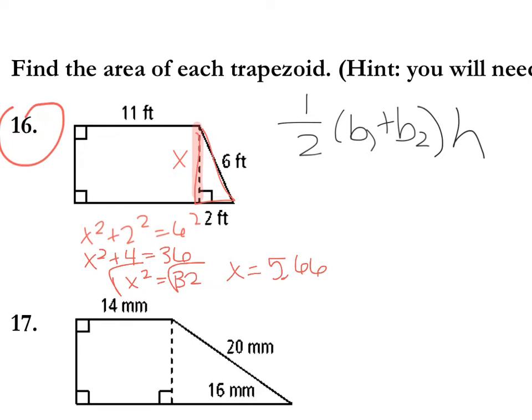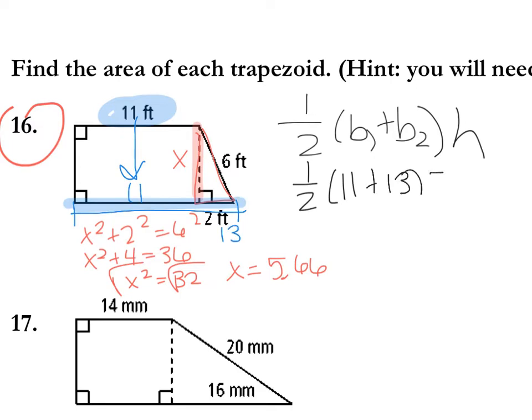Then I can start to think about what I need to do to fill in the formula. It's going to be 1/2 of 1 base is definitely 11. But what I need you to be careful about, we're using that 11, is we need to figure out what this whole base is. It is not just the 2. The 2 is just a piece of that whole base. You need to make sure you bring this 11 down. That whole base would be 13. So that's 11 plus 13, and then we figured out the height is 5.66. And then that's going to be 1/2 of, let's make sure we add first, 24 times 5.66.